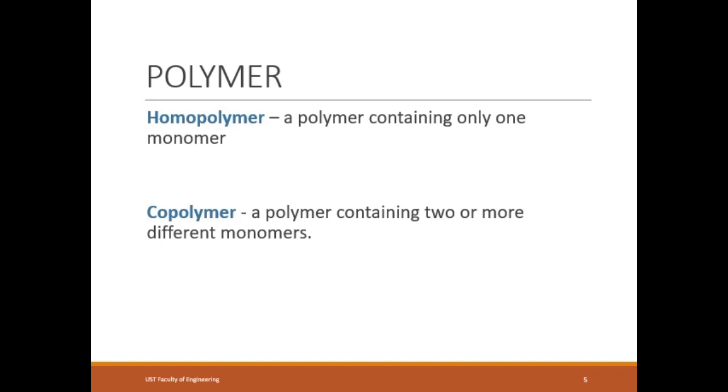Polymers, however, can be categorized into two, depending on the type of monomers present in its structure. The first one is called homopolymer. This polymer contains only one type of monomer. The other one is called copolymer, which has two or more different monomers.